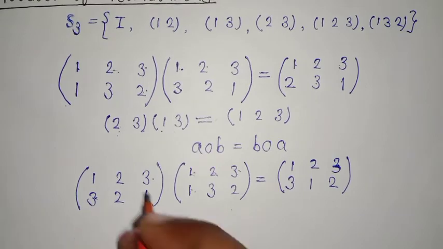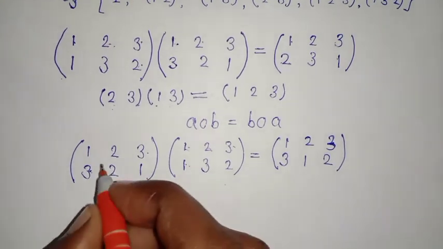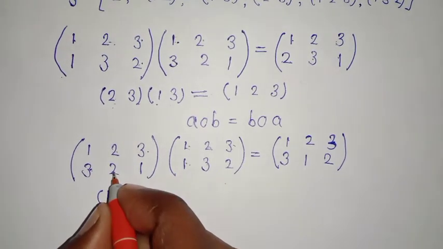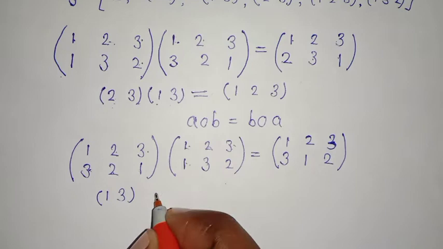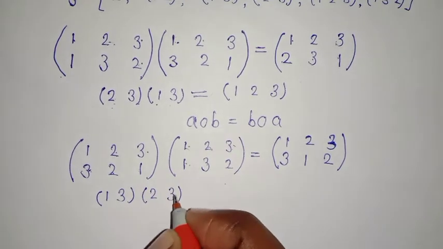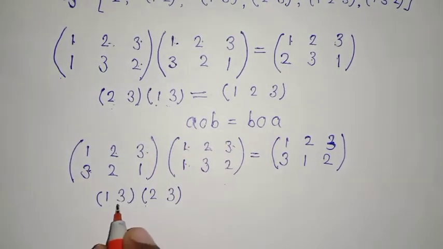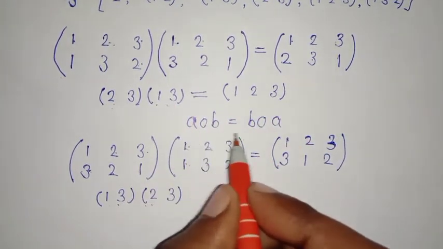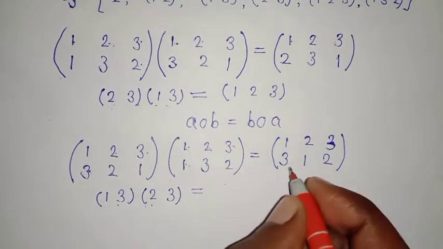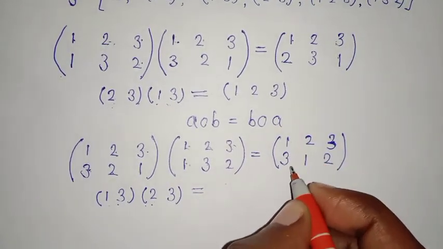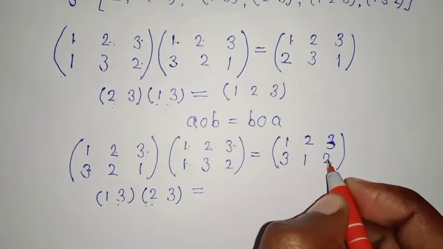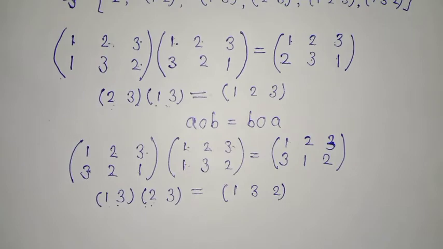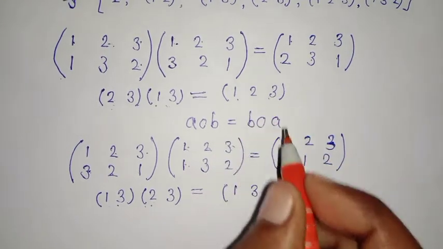If we write these permutations in the cycle form, then we can see this is (1, 3), because 2 is going to 2, and here 1 is going to 1, so this is (2, 3). So this is the same permutation, but I have just changed the position of the permutation to check the commutative property. And if we see our right side, then 1 is going to 3, 3 is going to 2, and 2 is going to 1. That is (1, 3, 2). Again we are getting a cycle of length 3, but (1, 2, 3) is not equal to (1, 3, 2).